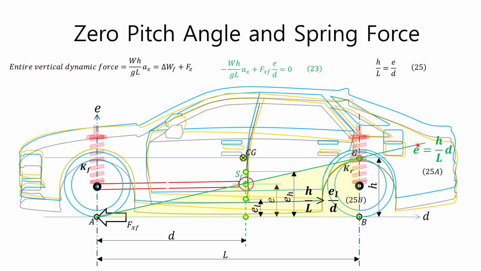In the yellow region of the figure, the pitch geometry can be expressed using an inequality expression as equation 25B. In equation 25B, as the height EL of the virtual reaction point SF increases, the absolute value of the force FZ in the suspension links with the drive wheel increases. Since the total vertical dynamic load of the vehicle is constant, the absolute value of the spring force, delta WF, decreases. In the yellow region, the spring force, delta WF, and the force FZ in the suspension links act in the same direction. Next, let's examine the pitch geometry in the region above the green straight line.